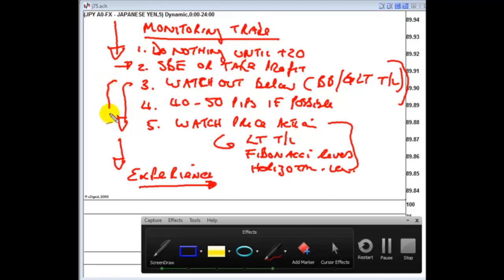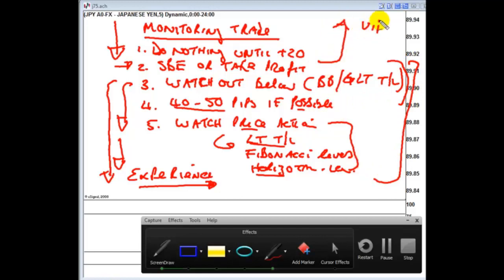The only part where it becomes based on experience is from step 3, watching out below for Bollinger Bands, long-term trend lines, aiming for 40 or 50 pips if possible, watching the price action at the long-term trend line, horizontal Fibonacci levels, and so on and so forth. This part is based on experience, and everything that we've spoken about from videos 1 to 5 or wherever we are now, the rest of this is all pretty mechanical. And that's the beauty of the E75 system, most of it until you get to this last part.